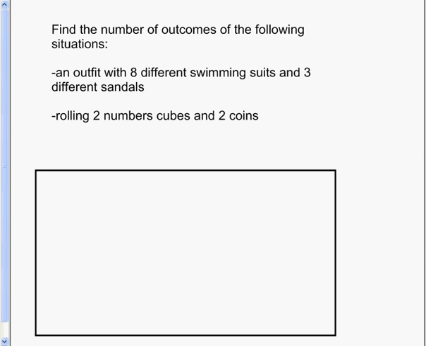So lastly here, we have find the number of outcomes in the following situation. If we had an outfit with 8 different swimming suits and 3 different sandals. So if we're going to the beach, we have 8 suit options, 3 sandals. Multiplying those together, we'll have 24 different outfits.